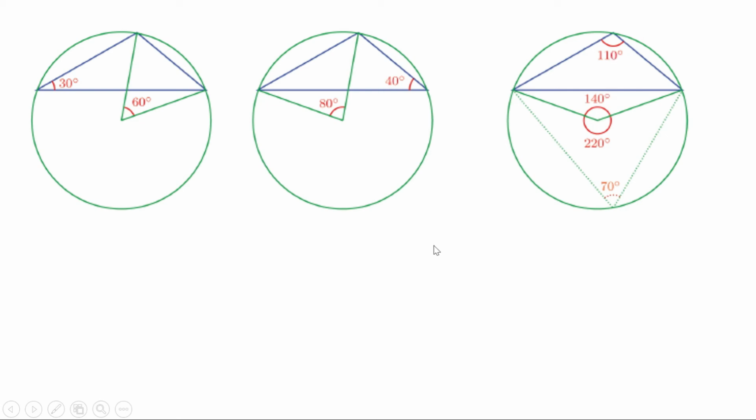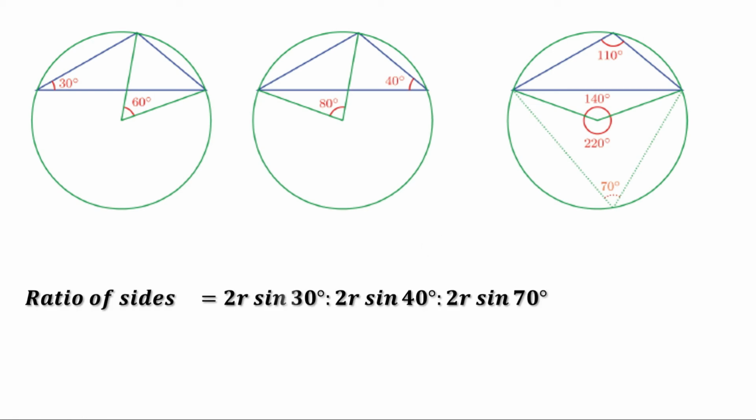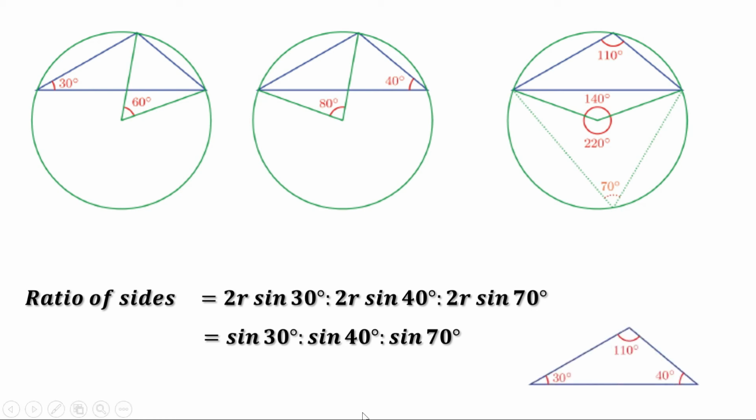Now let us write the ratio of the sides, that is equal to 2r sine 30 degree is to 2r sine 40 degree is to 2r sine 70 degree. We can divide each term by 2r, then we get sine 30 degree is to sine 40 degree is to sine 70 degree. Here 30 degree and 40 degree are the two angles of the triangle, and 70 degree is the supplementary angle of the third angle 110 degree of the triangle. That means when one angle of the triangle is more than 90 degree, we have to take the supplementary angle while finding the length of the chord.